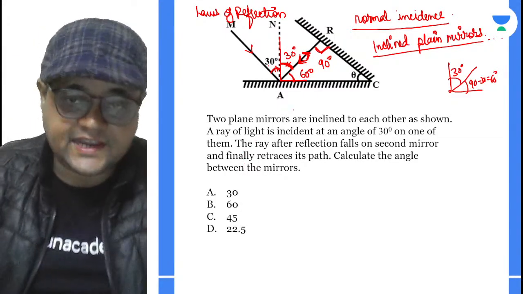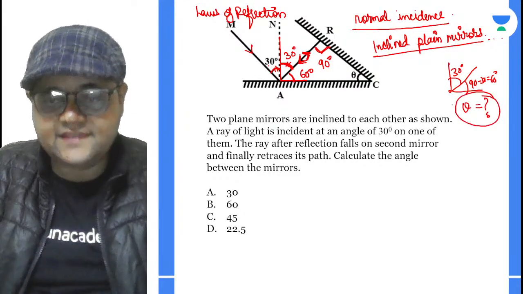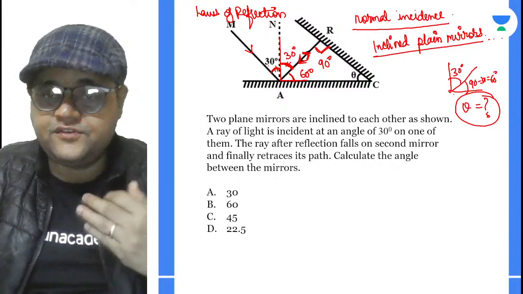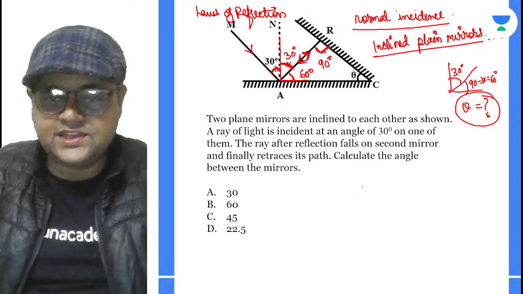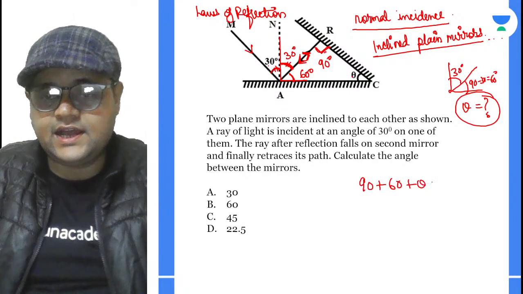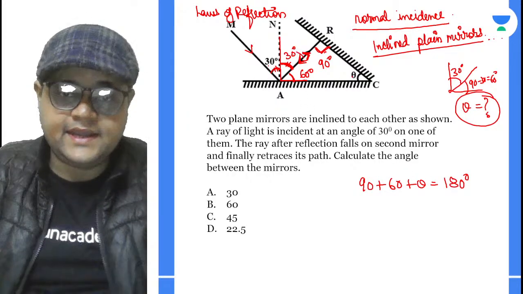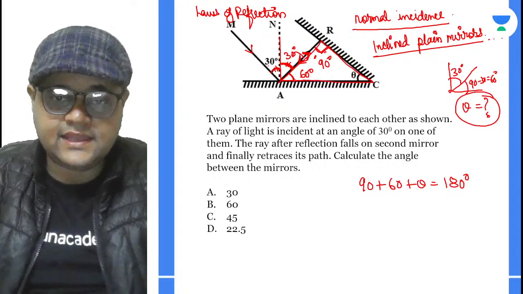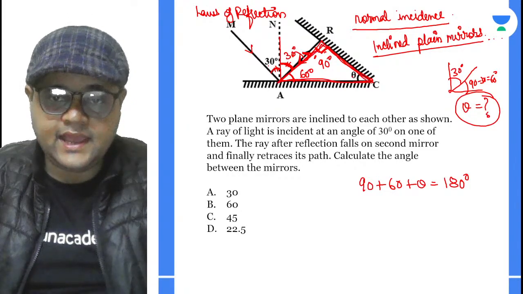Now the question said that we had to find the angle theta. In the given figure, they have asked us to find the value of angle theta. Now this is 90. This is 60. This is theta. So 90 plus 60 plus theta should be equal to 180 degree. Why? Because they are forming a triangle. You can clearly see that this is a triangle.